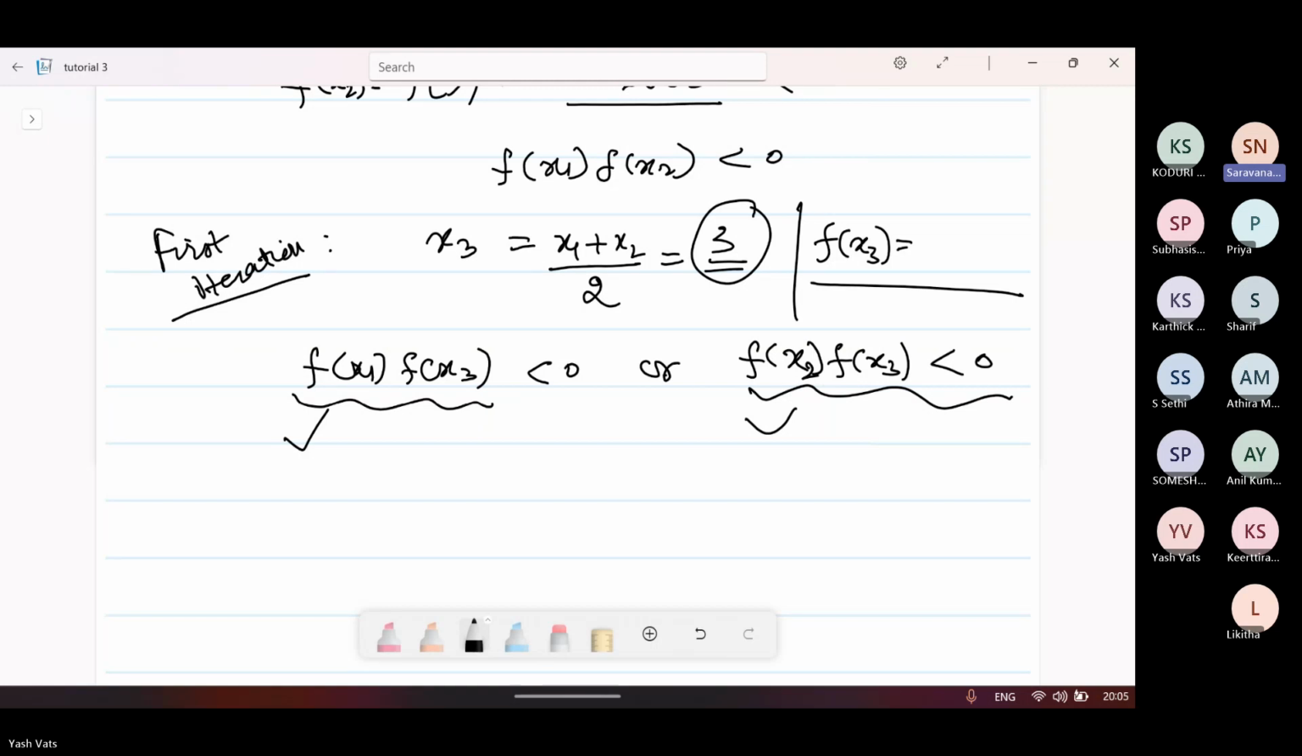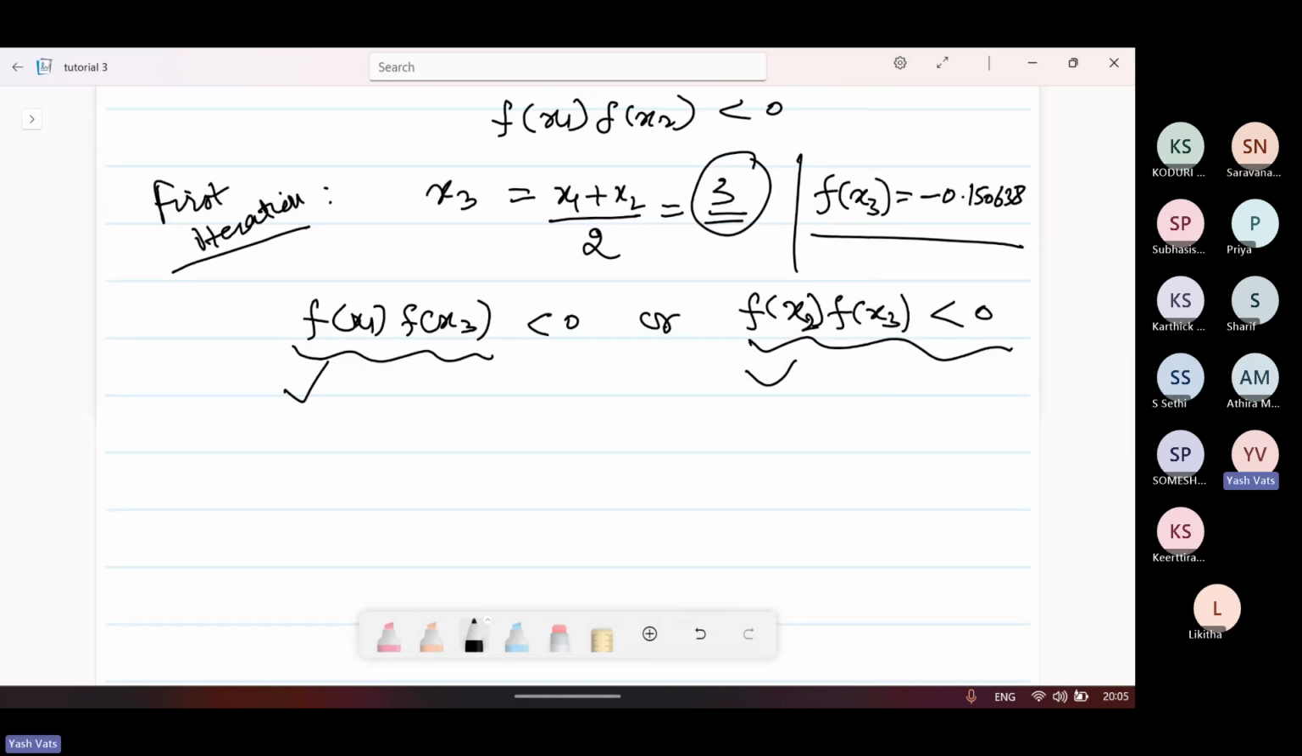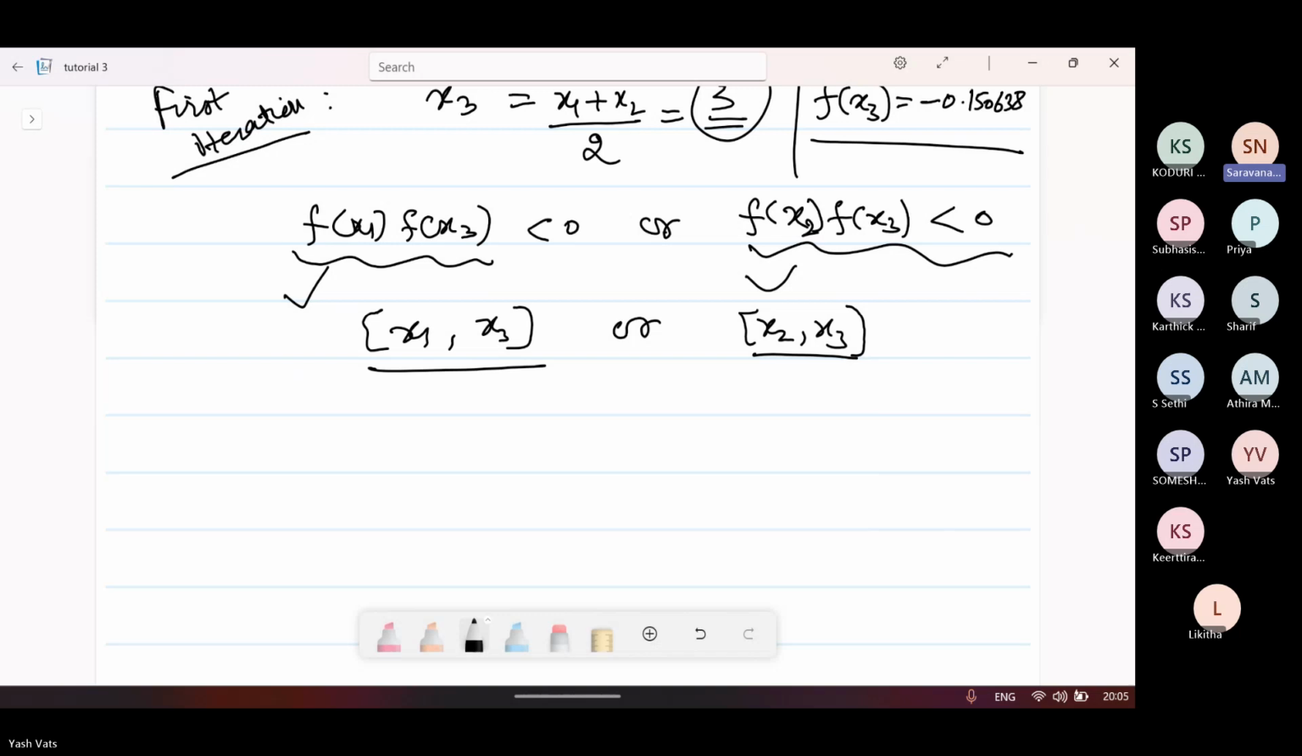f of x3 is minus 0.150638. So f of x1 into f of x3 is less than 0. And f of x2 into f of x3 will be positive, because this is minus and this is also minus. What guarantees the existence of root? In which interval should I go, x1, x3 or x2, x3? It should be between x1 and x3, because x1 is positive, x3 is negative, means it is in between these two.